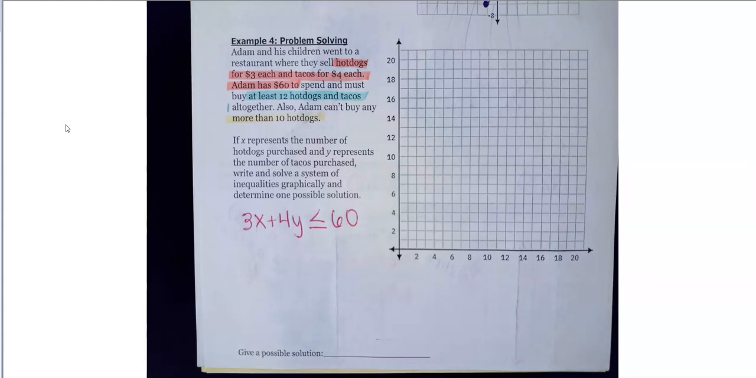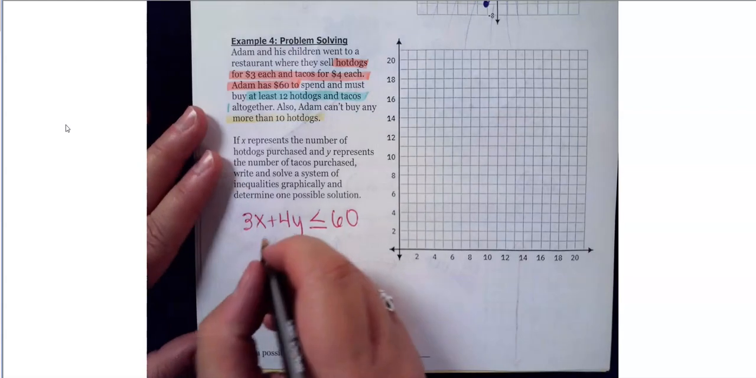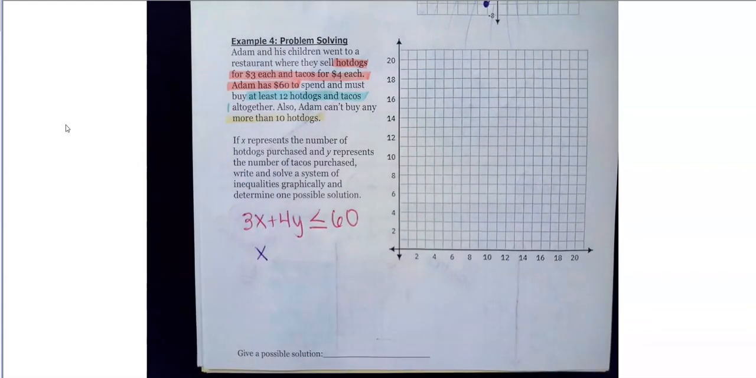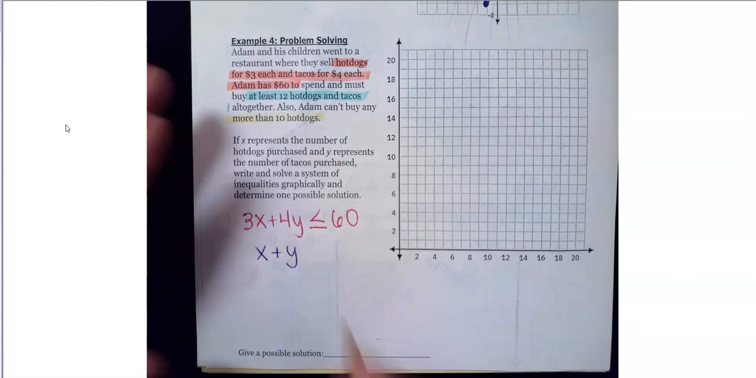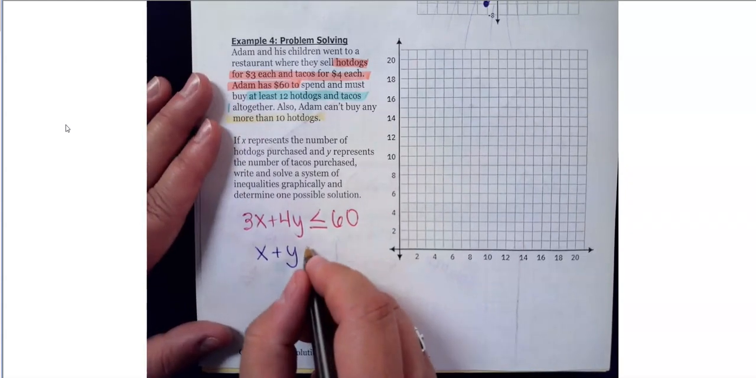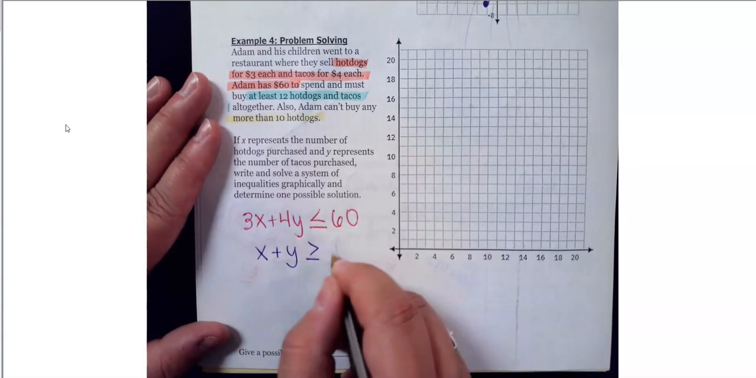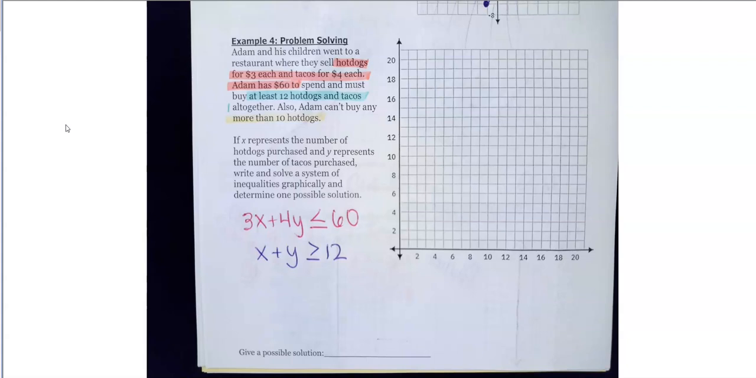Yeah. Exactly. Nothing to do with the money. Just x would be your number of hot dogs. y would be your number of tacos. And I need at least 12. So what I'm going to buy has to be greater than or equal to 12. And I've got one more here.